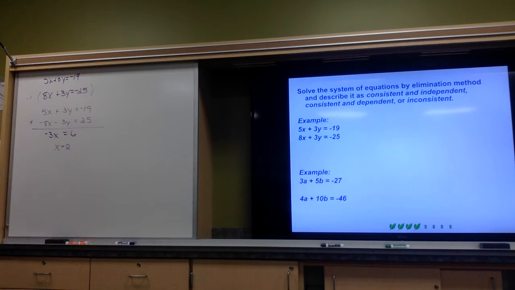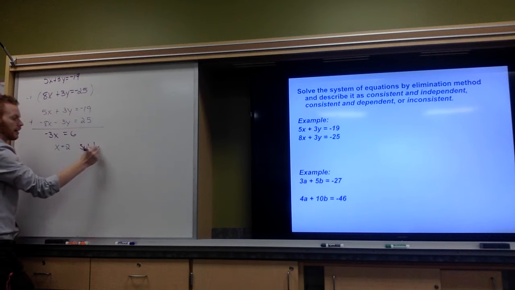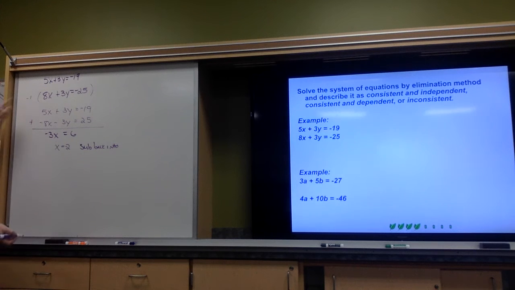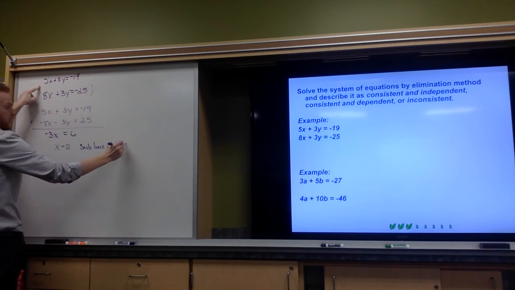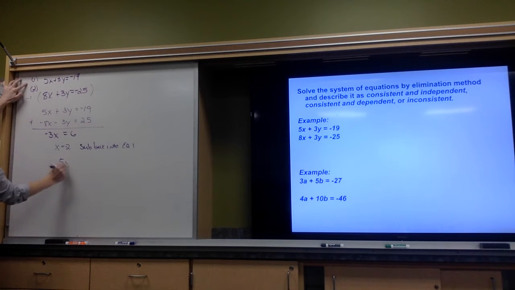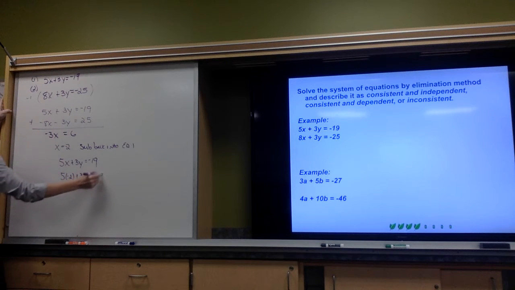Okay? Now, could I have eliminated the x's? Yes. Could I have eliminated them by multiplying this by a number and this by a number, then adding them? Absolutely. Okay? Now, we're going to sub back into, well, what equation? Doesn't matter. This one has smaller numbers, so I'm going to sub it back into equation 1. So let me just put a 1 and a 2 here so we know what I'm referencing. So this guy is going to be 5x plus 3y equals -19. So 5 times -2 plus 3y equals -19.